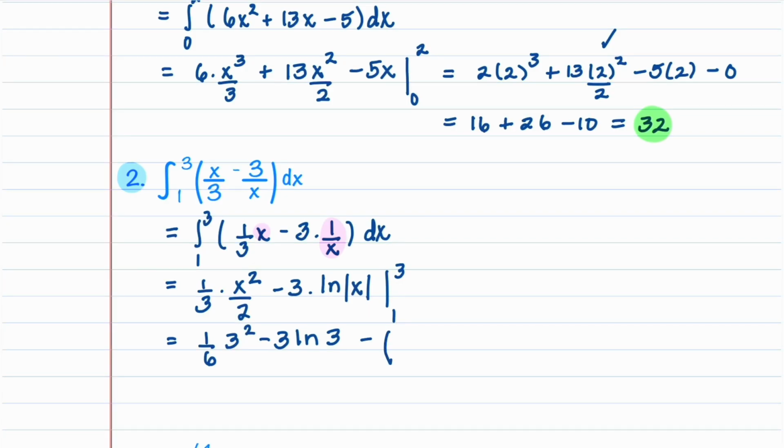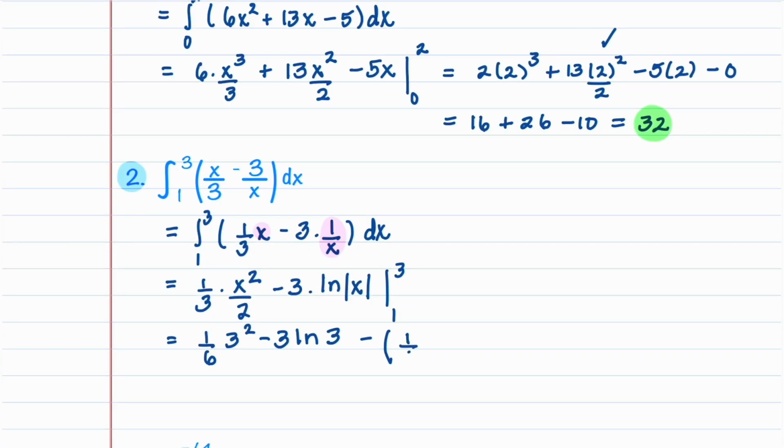minus our two functions evaluated at x is equal to 1. So this is 1/6 times 1 squared minus 3 natural log 1. I always like to write it like this so that I can remember to multiply that negative through to both terms. Now let's see what we get. Our first term is 9 over 6, and then we have minus 3 natural log 3, and then our next term is minus 1 over 6, and then natural log of 1 is equal to 0, so we don't have to worry about that term.